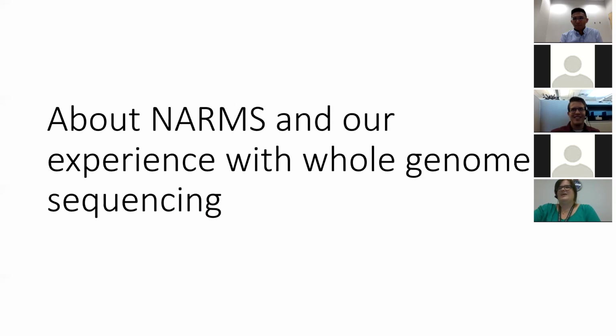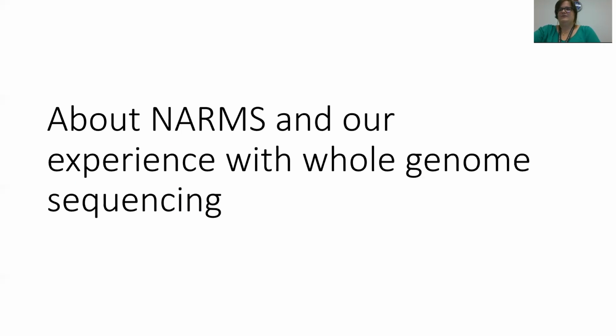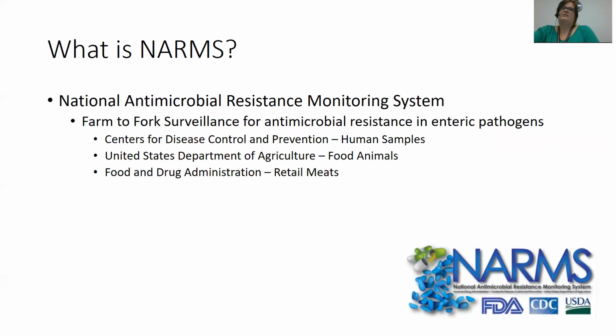About NARMS, who are we and what has our experience been with sequencing? NARMS is the National Antimicrobial Resistance Monitoring System. We are a farm-to-fork surveillance system for antimicrobial resistance in enteric pathogens. This is made up of partners at 3 different US government agencies. The Centers for Disease Control and Prevention is tasked with looking at AMR and enterics in human samples. The United States Department of Agriculture is tasked with looking at AMR in food animals, and the US Food and Drug Administration is tasked with looking at retail meats.